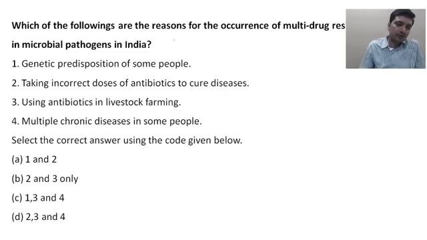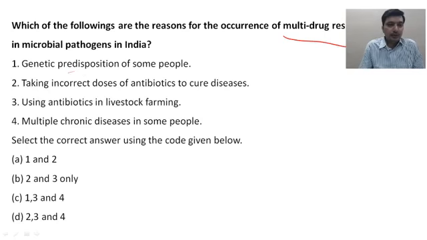This question is to do with which of the following are the reasons for the occurrence of multi-drug resistance in microbial pathogens. A burning issue in India, really burning problem in India, because with respect to TB, we are suffering from multi-drug resistant TB, and it has been reported that India had the highest number of drug resistant TBs in the world, unfortunately. So this is a very, very important topic, and let's see if you can understand these statements. And we are asked to identify the right statements.